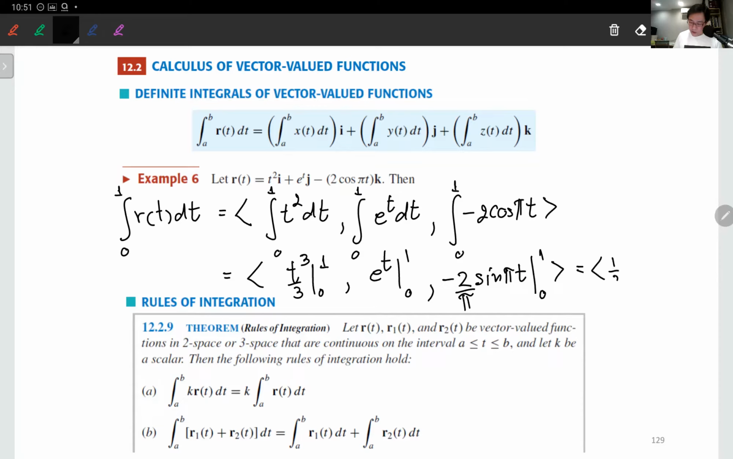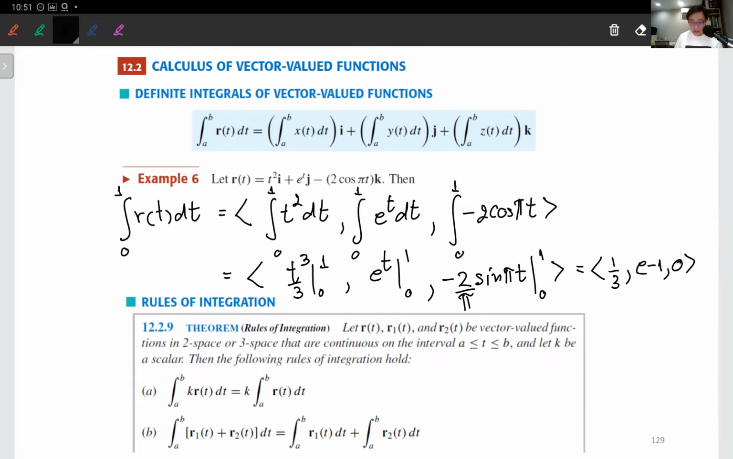It's 1/3 for the first component. It's e minus 1 for the second. And sine pi is 0, sine 0 is 0, so 0 for the third. Okay, very good. So that's it. So that is your integral of this vector. You do it one by one.